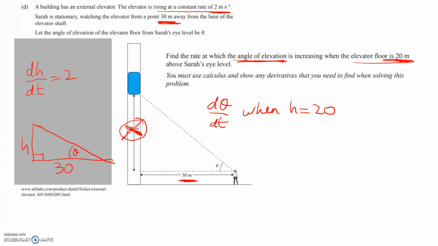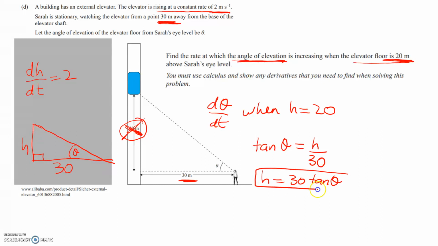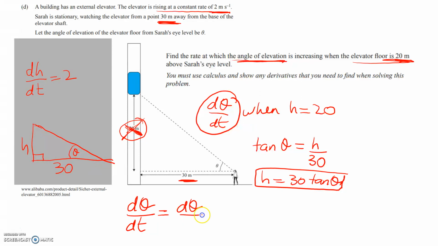So let's look for a really basic trig relationship between theta and h. We'll go back to our triangle. So over here, we can say tan theta is equal to h, opposite, over adjacent, over 30. So h is equal to 30 tan theta. So that's step one. We've linked those two variables. Now we come back to d theta by dt. We're going to use the chain rule to say that d theta by dt is equal to d theta by dh times dh by dt.